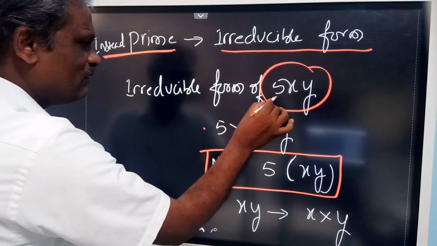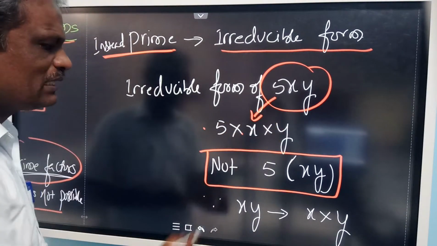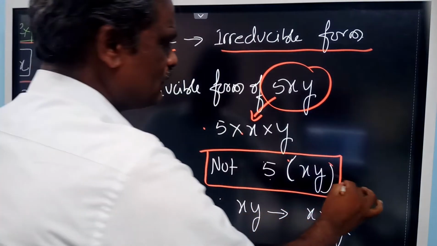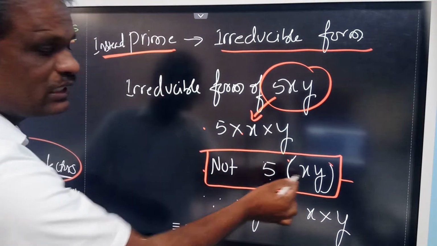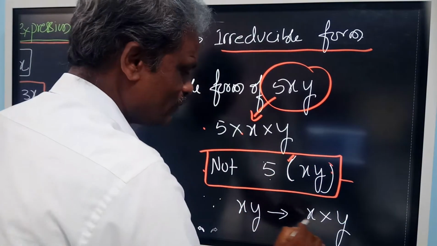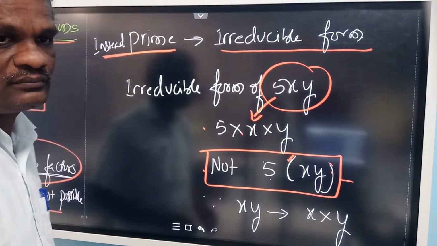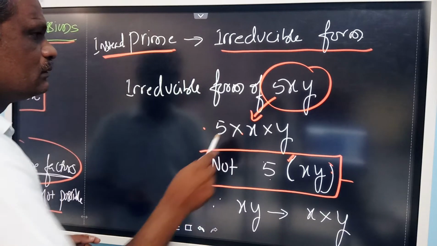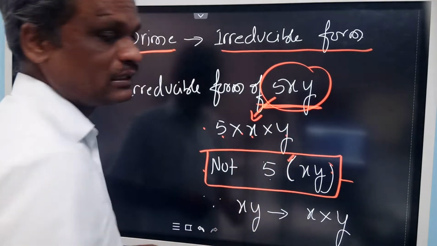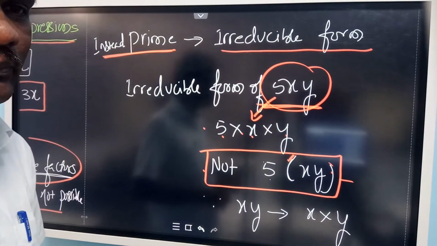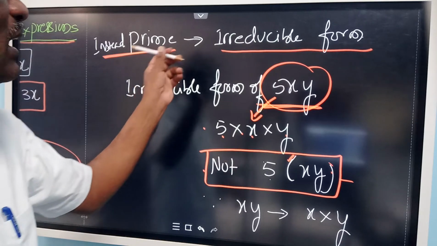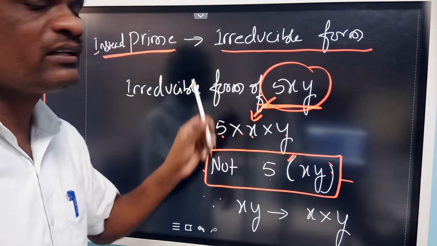But you cannot write it like this, 5 into xy. This is not in irreducible form, because xy can be further factorized as x into y. So the irreducible form of 5xy is 5 into x into y. It is a prime factorization. In the case of numbers, we say prime factors. In the case of algebraic expressions, we say irreducible form.